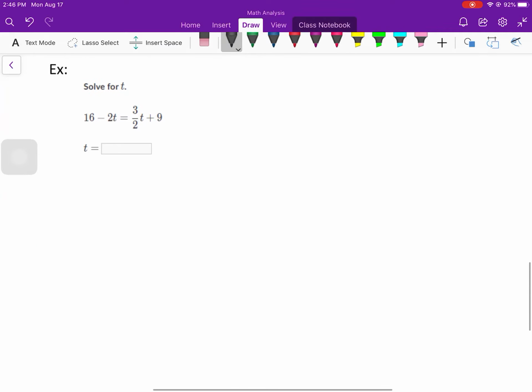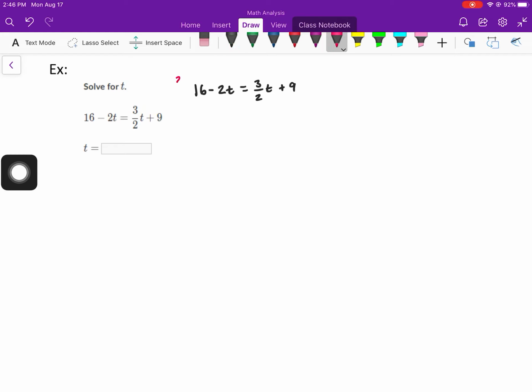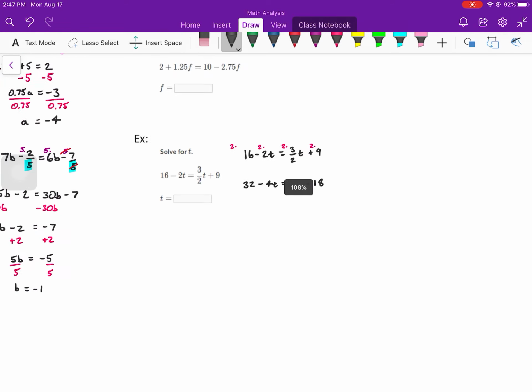Let's look at this other side. So let me just get rid of the fractions, and then from there you can work out the rest of it. So 16 minus 2t equals 3 over 2t plus 9. So here I'm looking at all the fractions. There's just one fraction. Denominator is 2. So let's multiply everything by 2. So I'm going to multiply this by 2, this by 2, this by 2, which just cancels the denominator, and that by 2. So we'll have 32 minus 4t equals 3t, remember, it just cancels out the denominator, plus 18. From there, you can go ahead and solve it. Subtract the 3t, move everything else over, divide, and you're done.